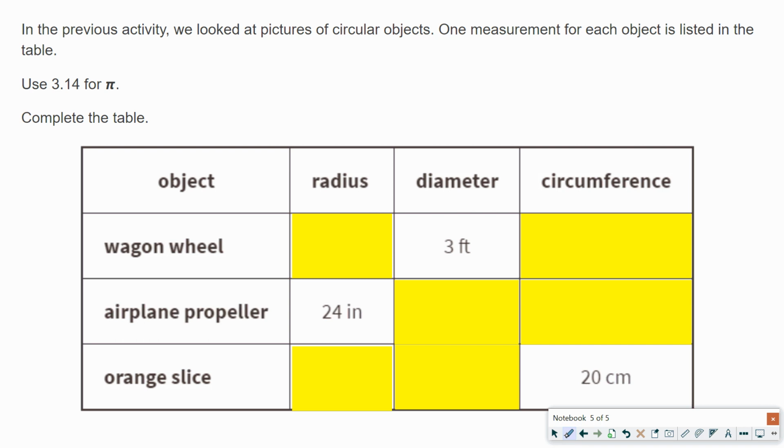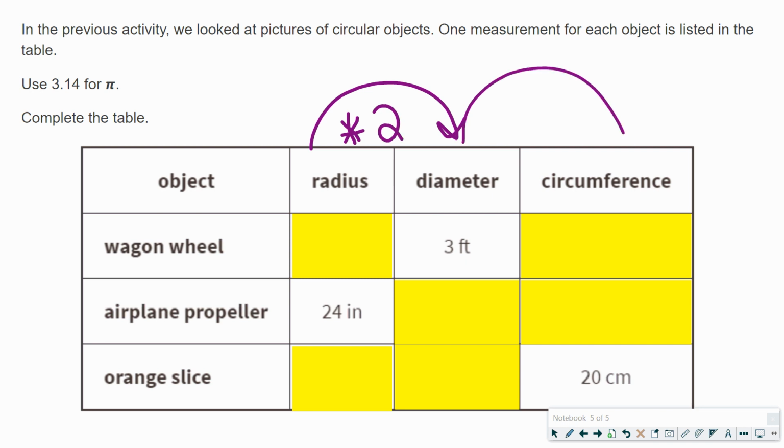Okay, so now we're actually going to do that. So in the previous activity, we looked at pictures. One measurement for each object is listed in the table, and we want to fill in the whole table. And here's how the table works. In order to go forward through the table, if I have the radius, to get the diameter, I multiply by 2. If I have the diameter and I want the circumference, I multiply by 3.14.